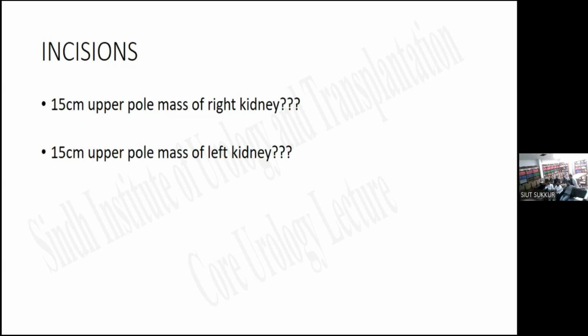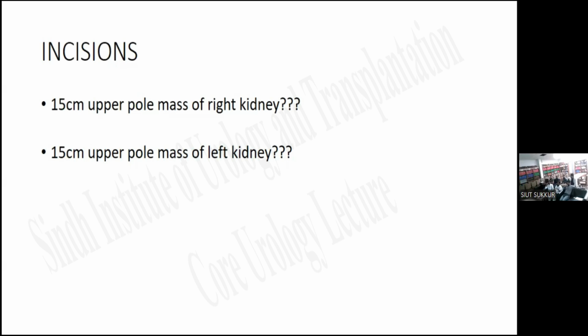Basically, on the right side, there is a liver. So for the retraction of the liver, we have to extend our incision. That's the reason we are mostly using the chevron incision for the right side and the thoracoabdominal for the left side. I think for upper pole tumor, the flank incision is good because it is written in the EU guideline that you have to give the flank incision.